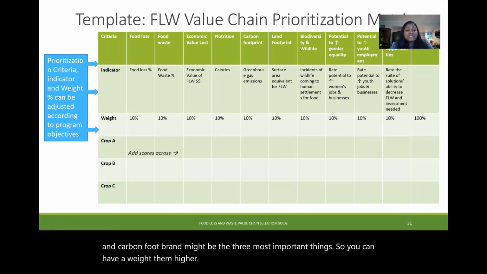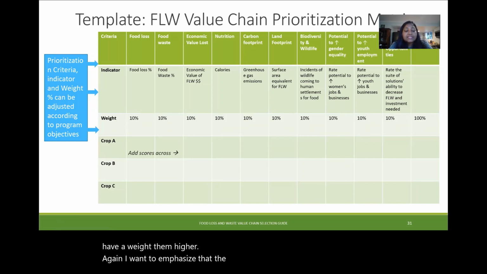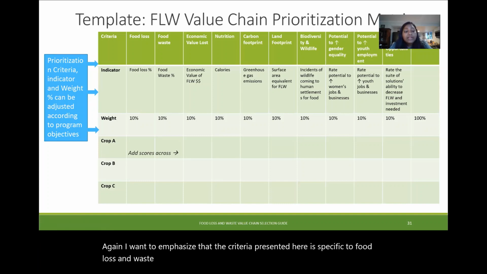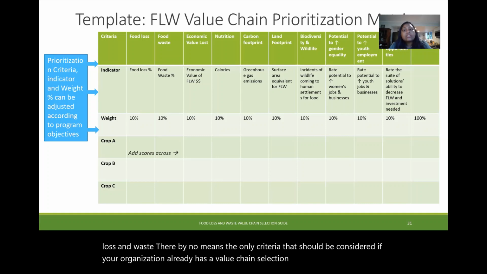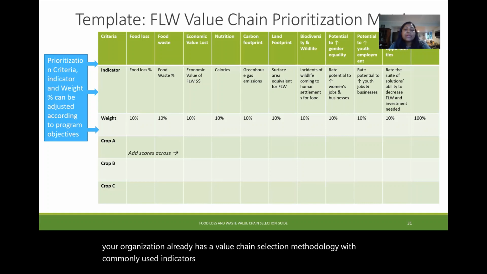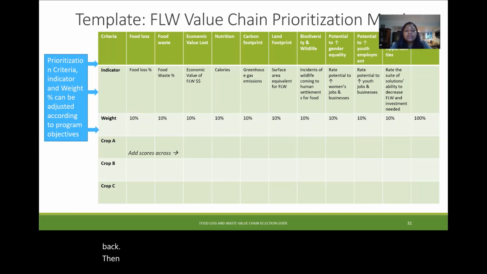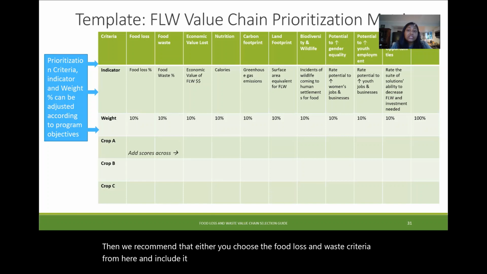Again, I want to emphasize that the criteria presented here is specific to food loss and waste. They're by no means the only criteria that should be considered. If your organization already has a value chain selection methodology with commonly used indicators or criteria like the USAID ones I shared a few slides back, then we recommend that you choose the food loss and waste criteria from here and include it in your existing methodology. That way it will reduce research burden and facilitate faster decision making.